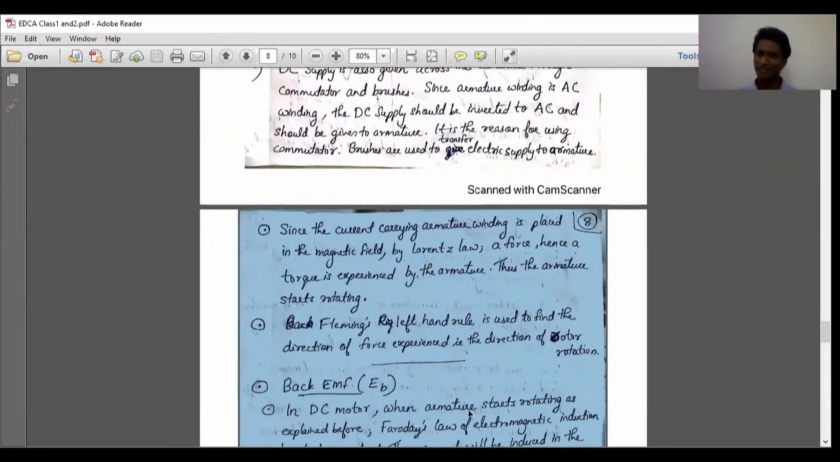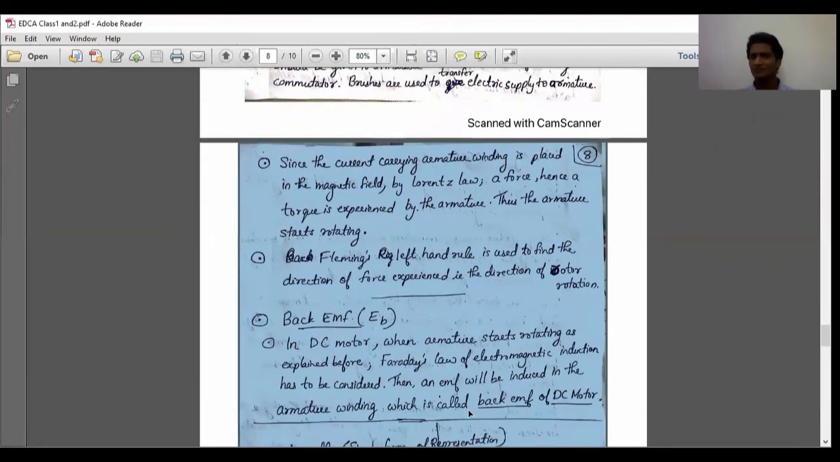Also, Fleming's left hand rule is used to find the direction of force experienced by the rotor, or the direction of rotor's rotation. Rotor means armature, in this case armature. What was the rule? Forefinger shows the direction of magnetic field, middle finger shows the direction of current flowing through the conductor, then force experienced by the conductor is shown by our thumb, and it has already been explained. You may go through those sections also.